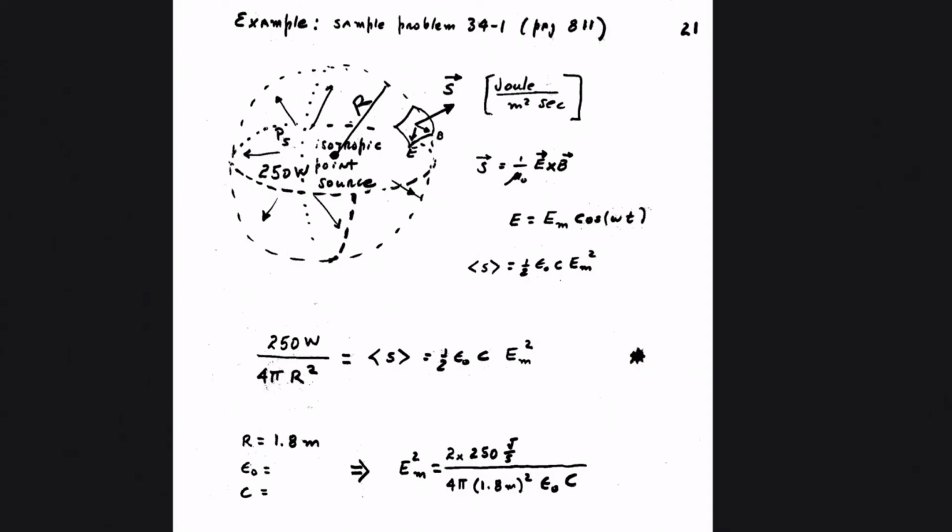Now here is a simple problem for you where you have to find out the amplitude of the electric wave EM and then ERMS. For this problem we have an isotropic point source with power of 250 watt. It's a very easy problem and you can try this on your own.